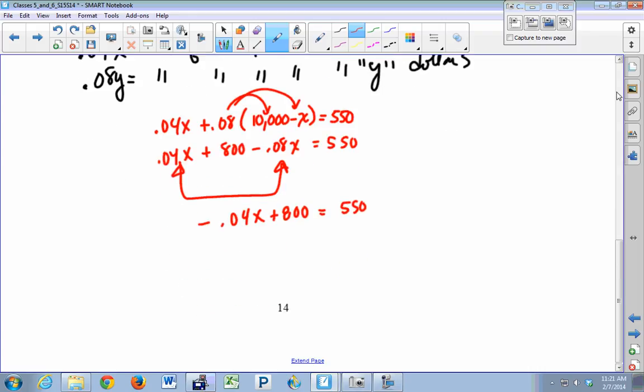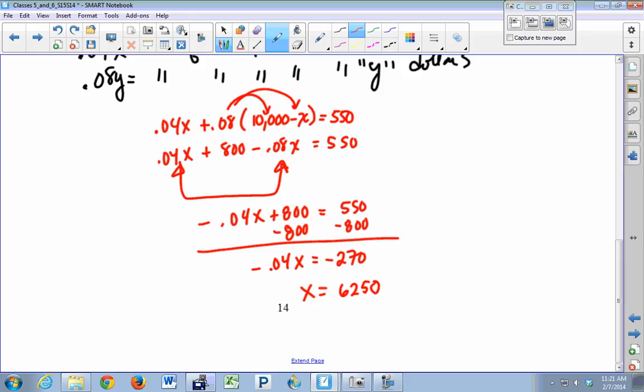And don't get nervous that you have a negative there, because when you subtract 800 from both sides, you're going to have a negative on the other side as well. So you'll end up with a positive value for x. So that gives you negative 0.04x equals negative 270. So x equals, what is it, 6250, something like that?